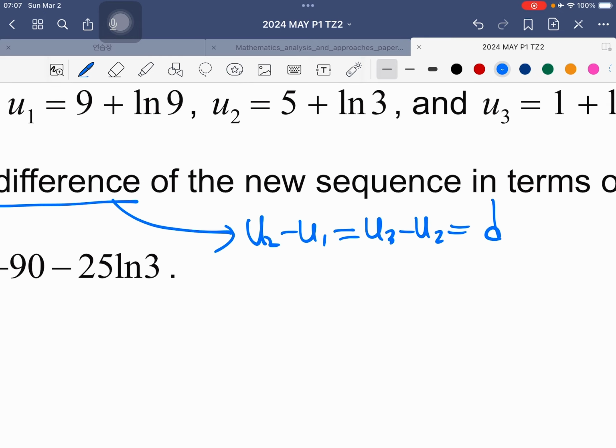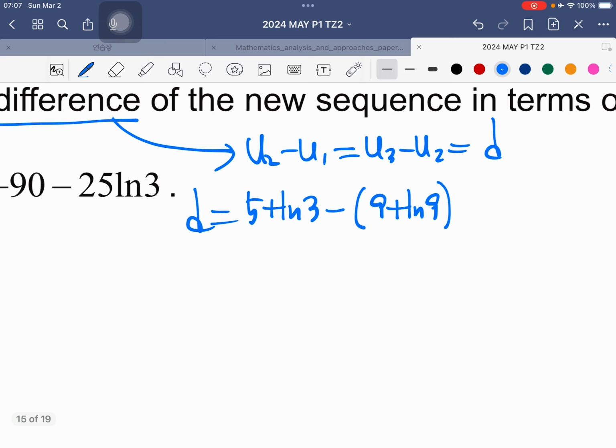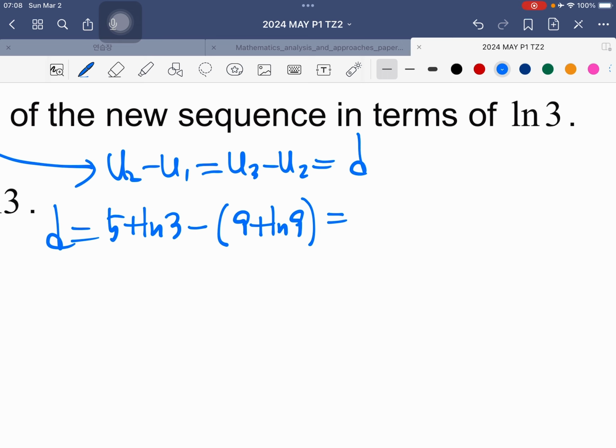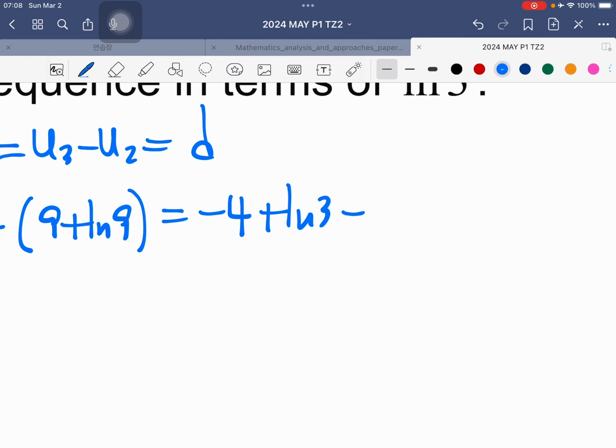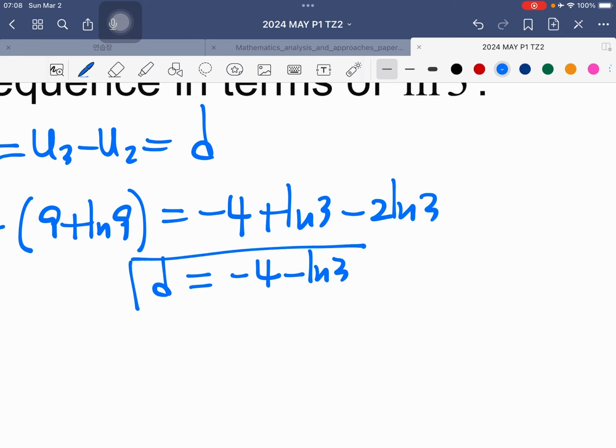So what I can do is U2, which is 5 plus ln 3, minus U1, which is 9 plus ln 9. This is D actually, right? If you calculate this, 5 minus 9 is negative 4, and ln 3 minus ln 9, where ln 9 is ln 3 squared, so that square comes in front, gives 2 ln 3. The answer will be negative 4 minus ln 3. This is D, the common difference.